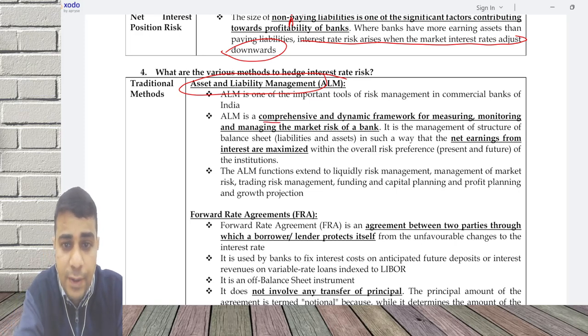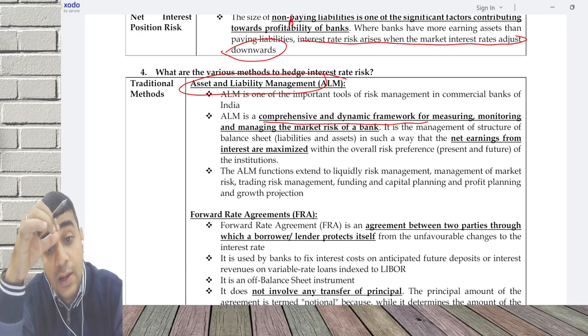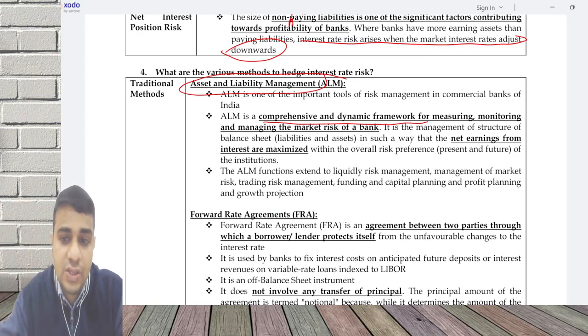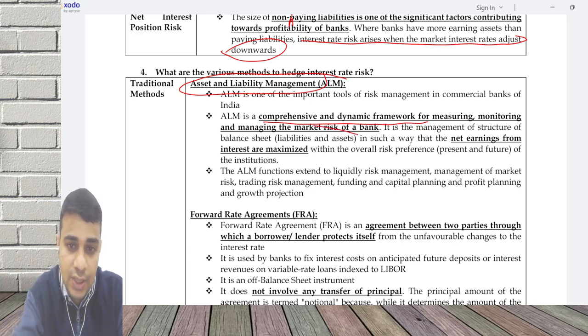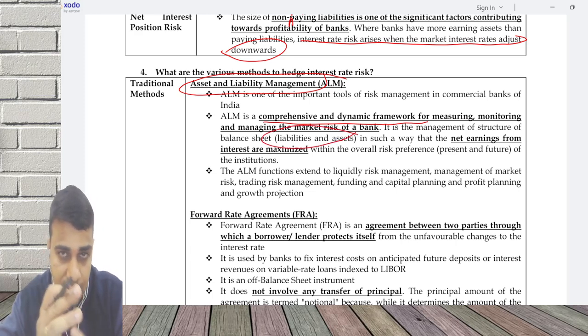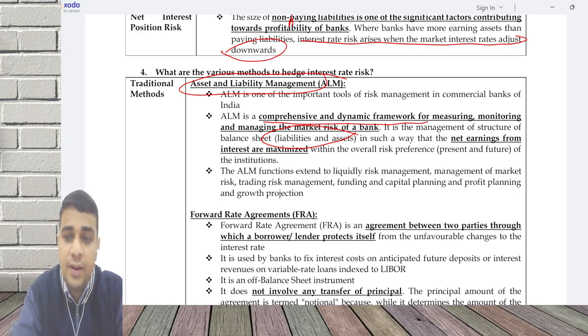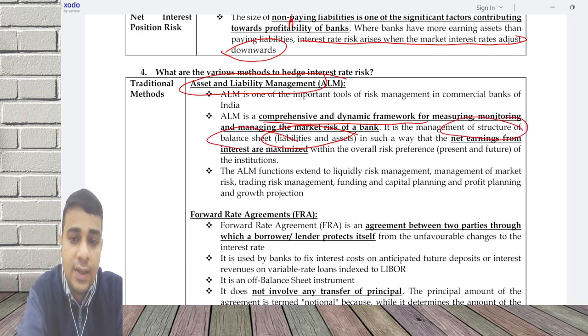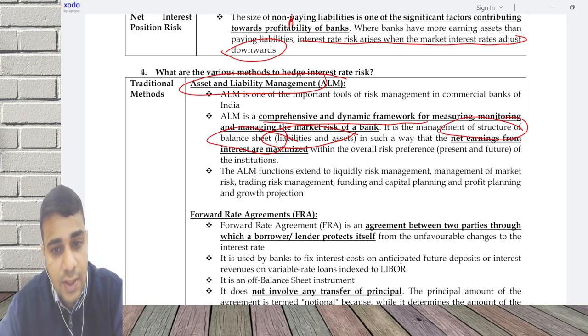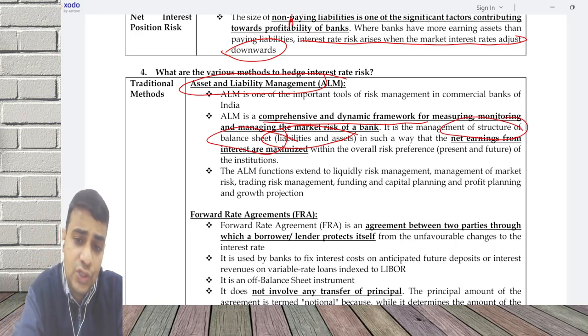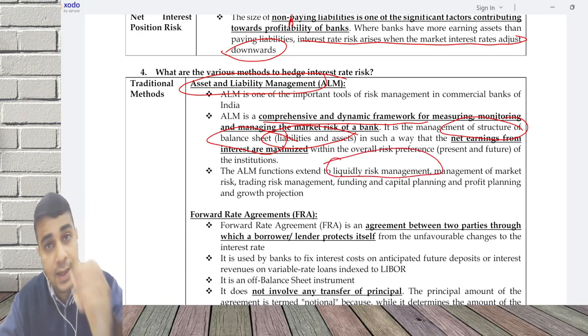ALM is a comprehensive and dynamic framework for measuring and managing risk. It is the management of the structure of the balance sheet, liabilities and assets, that is, short-term assets, long-term assets, short-term liabilities, long-term liabilities. Net interest income is maximized while ensuring the liquidity part is taken care of.